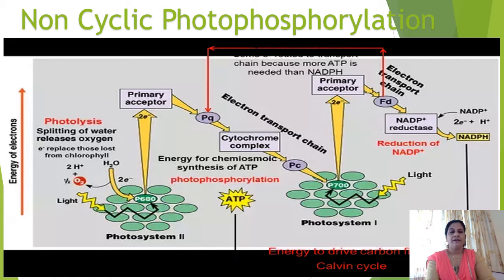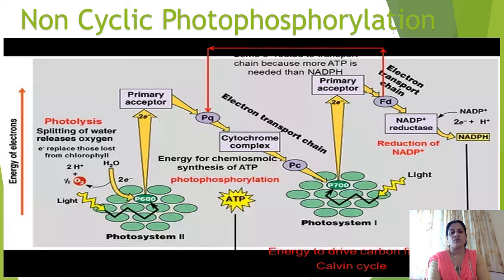Whereas, this is the diagram of non-cyclic photophosphorylation, where you can see there is involvement of PS2, that is P680, as well as involvement of P700. P680, which is made up of photosystem 2, has a reaction center chlorophyll A. All the accessory pigments absorb light and transfer that light to chlorophyll A. As a result of that, chlorophyll A gets excited. It emits energy-rich electrons, which are first accepted by the primary acceptor called plastoquinone reducing substrate.